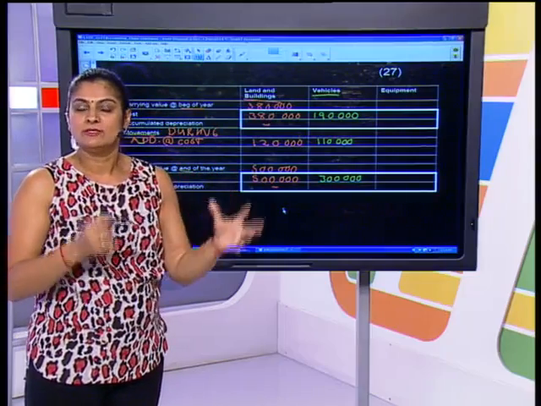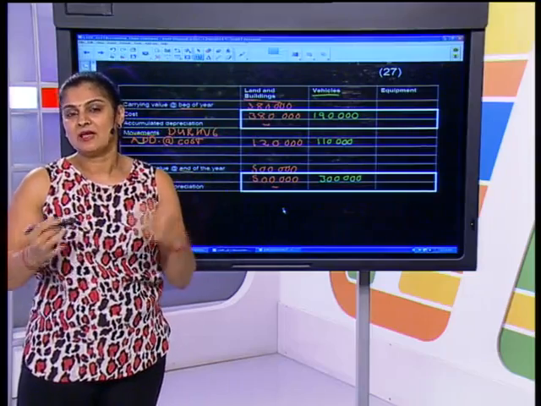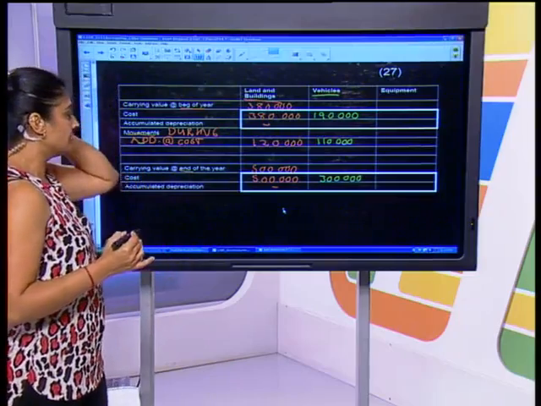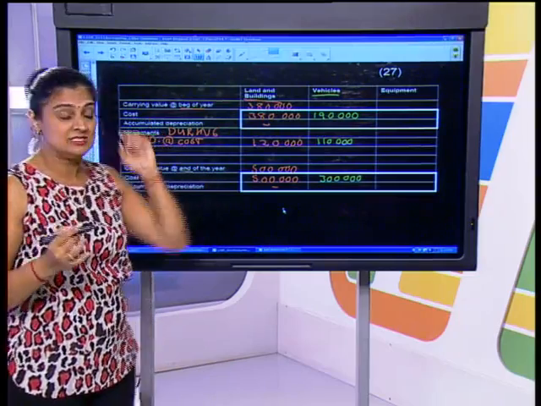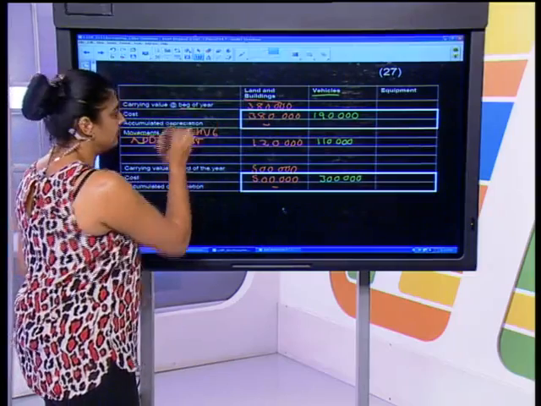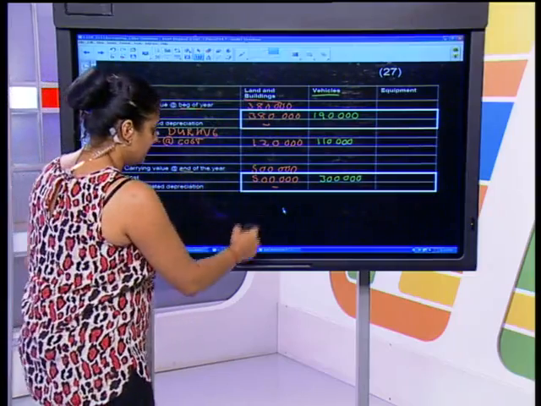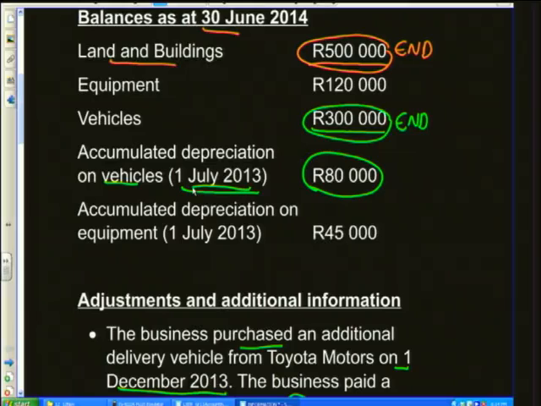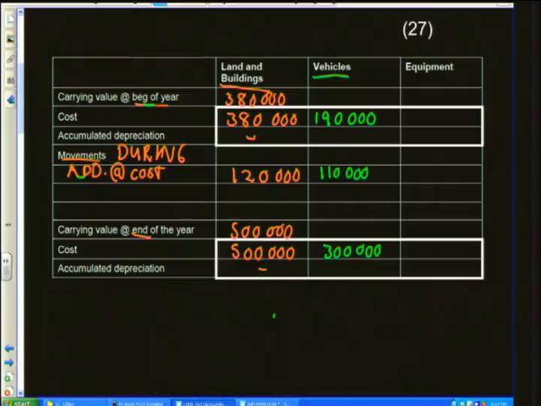Now let's focus on depreciation. Now we know vehicles and equipment depreciates, loses value over a period of time. So we're going to start off first with our accumulated depreciation that was written off at the beginning of the financial year. So again, back to our information. At the beginning of the year, which is the 1st of July 2013, accumulated depreciation on vehicle, in other words, depreciation written off thus far, an amount of 80,000. So let's take that through. Okay, in brackets, an amount of 80,000.